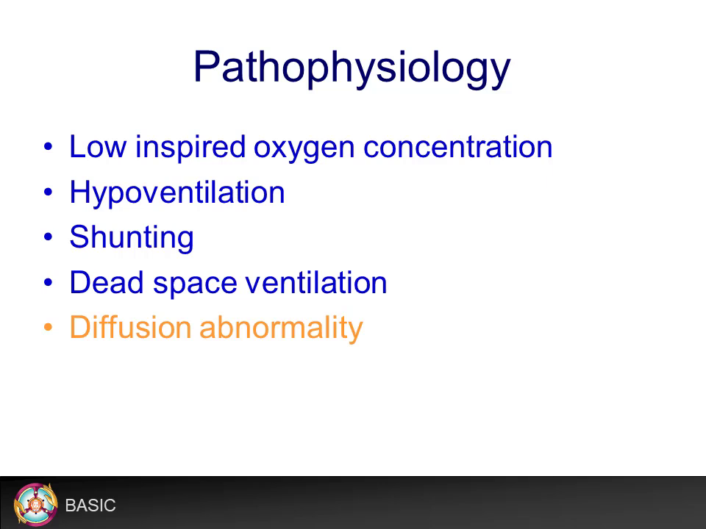Diffusion abnormalities can result from a failure of diffusion across the alveolar membrane or a reduction in the number of alveoli, resulting in a reduction in the alveolar surface area. Causes include ARDS and fibrotic lung disease. Although diffusion abnormalities are very common, their contribution to respiratory failure is usually small.